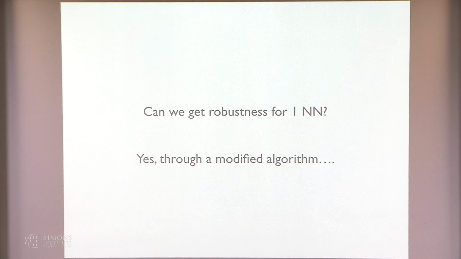Okay, so the next question is, this is well and good, but K is really large and it will take you a long time. So can we get robustness for something like one nearest neighbor? As it turns out, the answer is actually yes, but what you need is a somewhat modified algorithm.